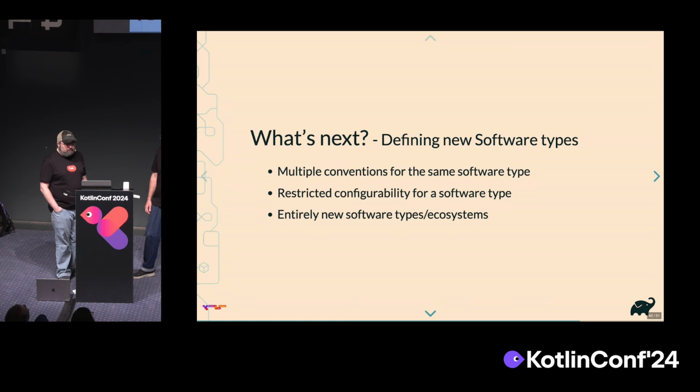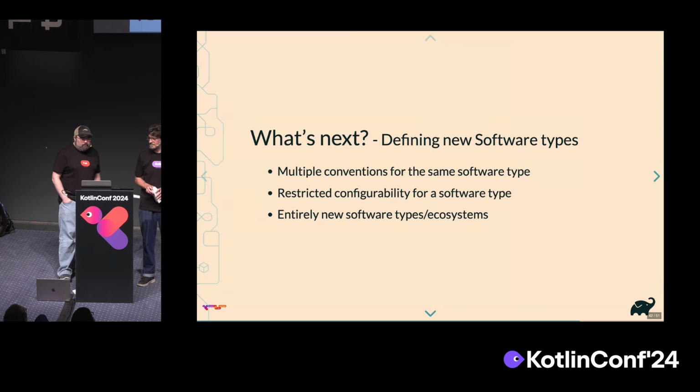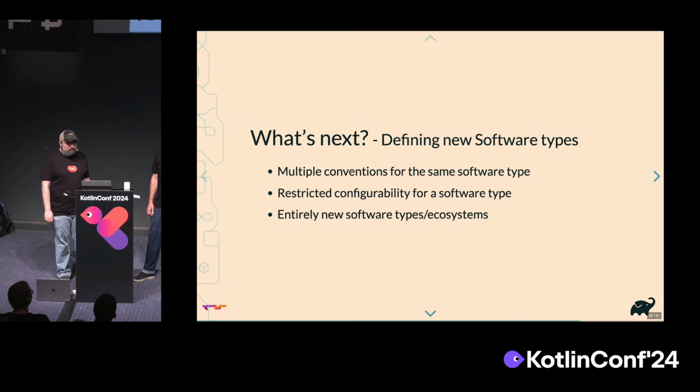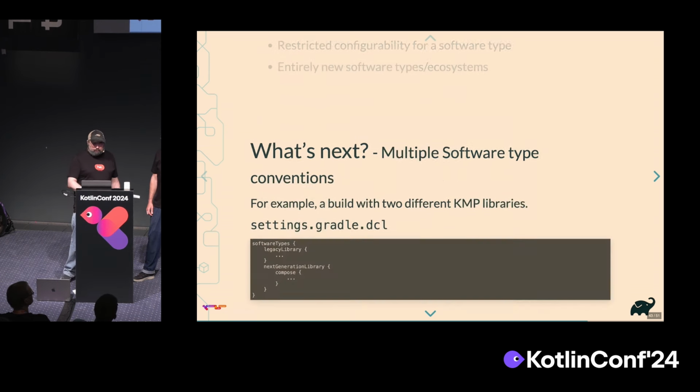So some other things that we are looking at next is being able to make it easier to define new software types. It's very common for a project or build to have maybe multiple conventions for the same kind of project. You have different types of Android libraries, different types of Kotlin libraries. And in some cases, you may want to restrict the configurability of a software type. Like you only want the namespace to be configurable. You only want these dependencies to be configurable and not everything else. And then there are entirely new ecosystems and software types that we want people to be able to develop.